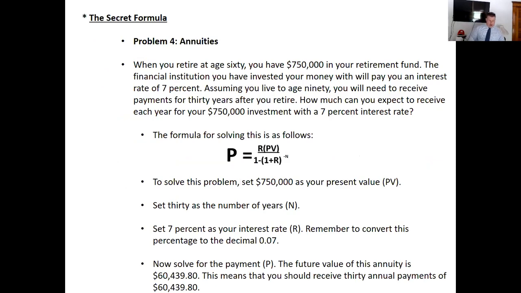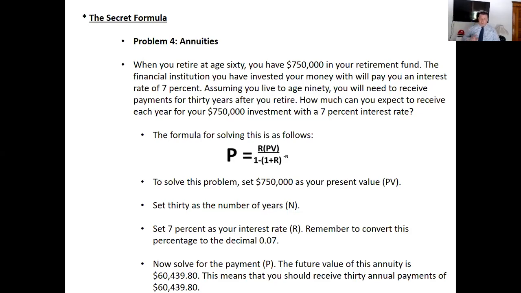So let's look at problem 4 here, annuities. When you retire at age 60, you have $750,000 in your retirement fund. The financial institution you have invested your money with will pay you an interest rate of 7%. Now, assuming you live to age 90, you will need to receive payments for 30 years after you retire. How much can you expect to receive each year for your $750,000 investment with a 7% interest rate? And the formula for solving this is as follows. The payment equals the rate of return times the present value divided by 1 minus 1 plus the rate of return to the negative n. The n again representing the number of years.